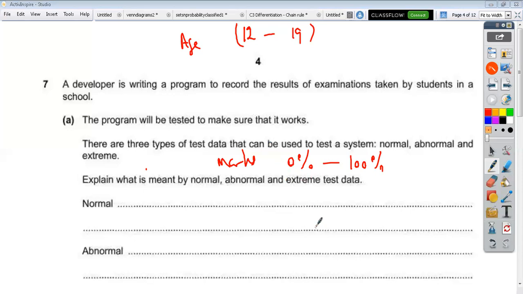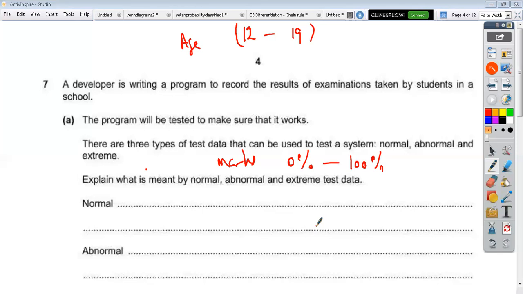I even explained there that normal data is data in a given range. Normal data is the data that is acceptable in a given range. Clear? Normal data is the data that is acceptable in a given range. That's what we call normal data.